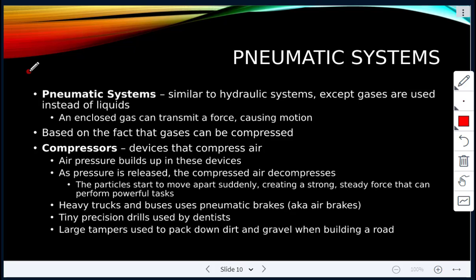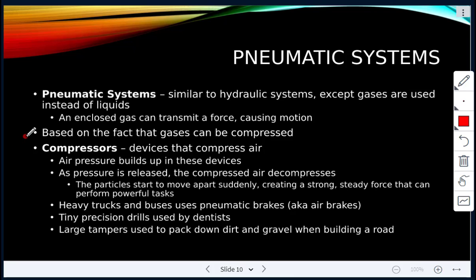But lastly, I just wanted to talk briefly about pneumatic systems. They're very similar to hydraulic systems, except gases are used instead of liquids. Hydraulic systems use liquids, pneumatic systems use gases. So it's an enclosed gas, which can then transmit a force causing motion. And it's based on the fact that gases can be compressed.